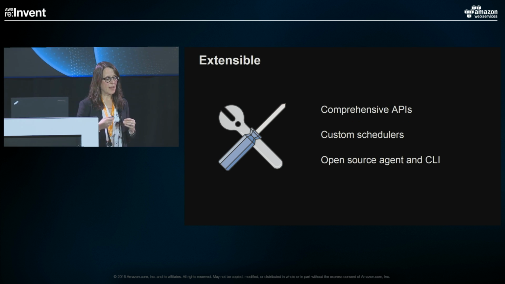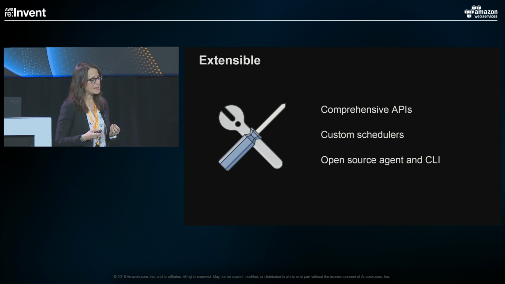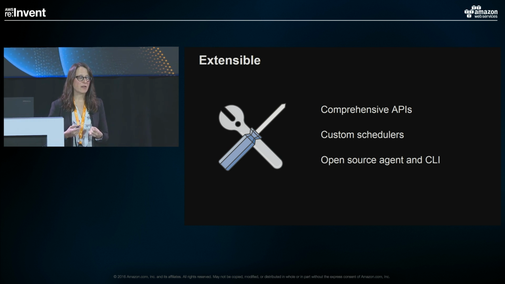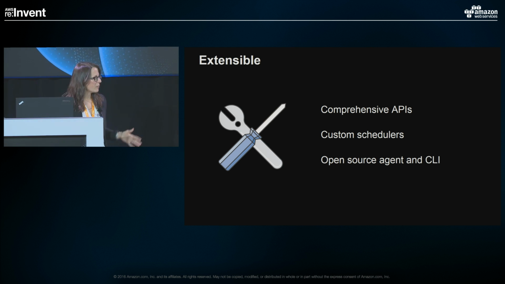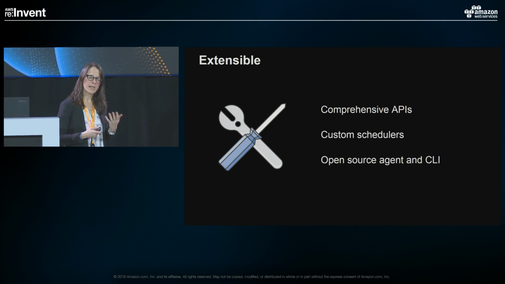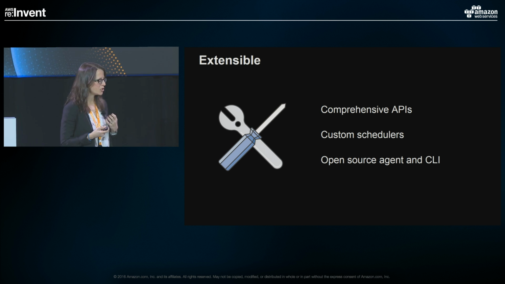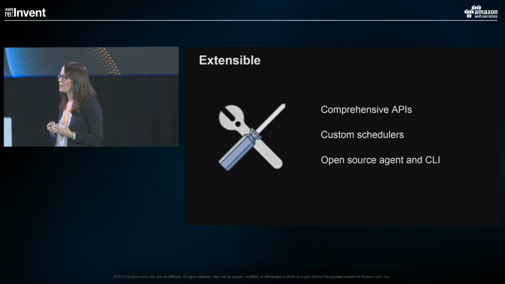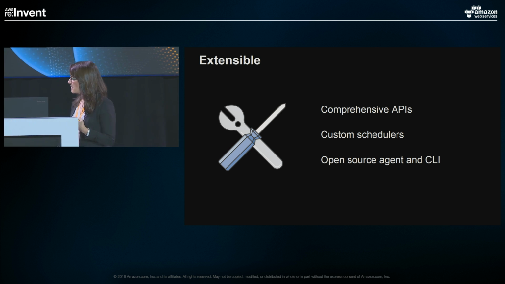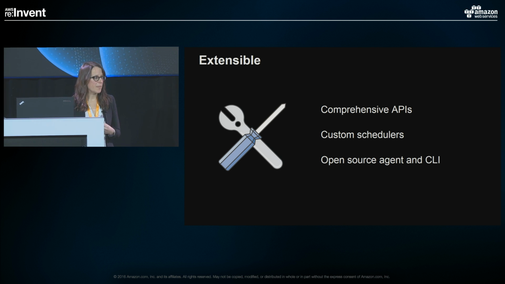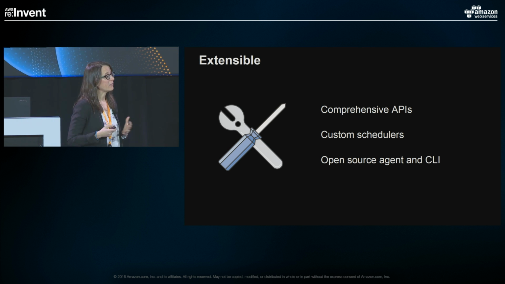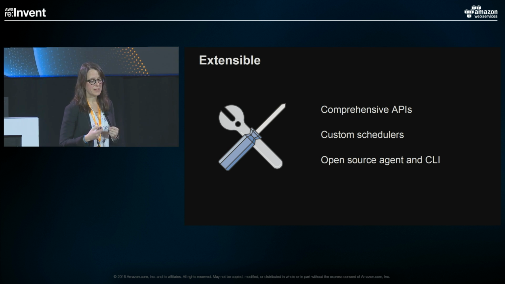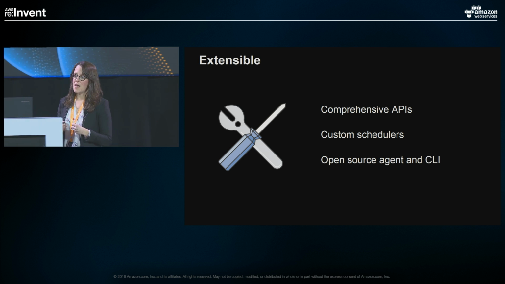So again, the APIs are comprehensive, and they really allow you to make ECS extensible for your needs. And again, I would recommend that you look at the Container Mini Conference. There's a session actually with Netflix talking about how they're using ECS in their environment with a lot of customization. So if you want to dive in further as far as how ECS can really be extensible to your environment, that's something to check out.